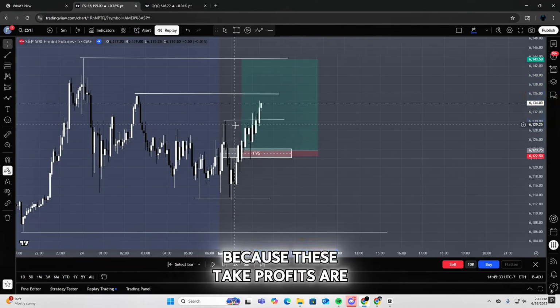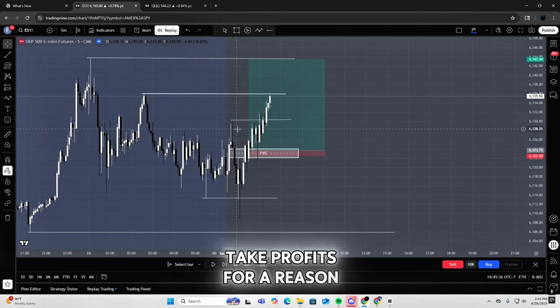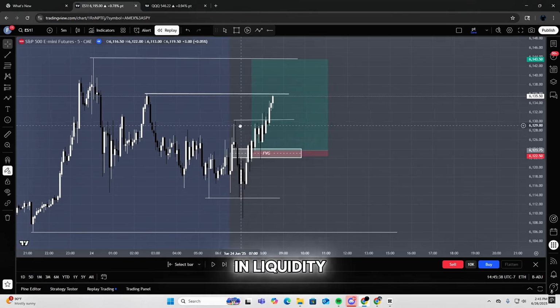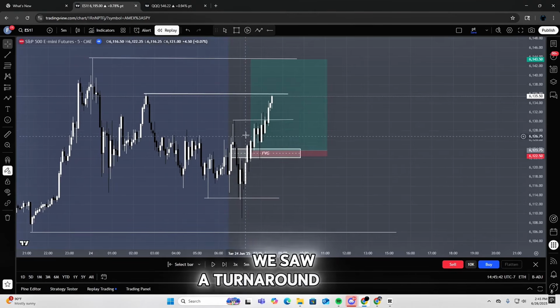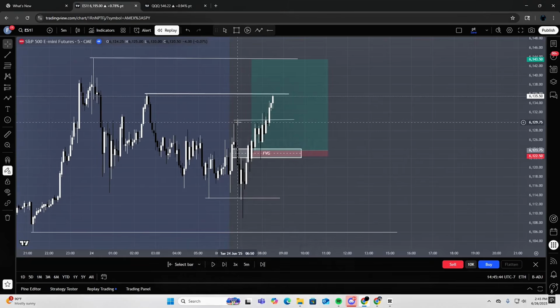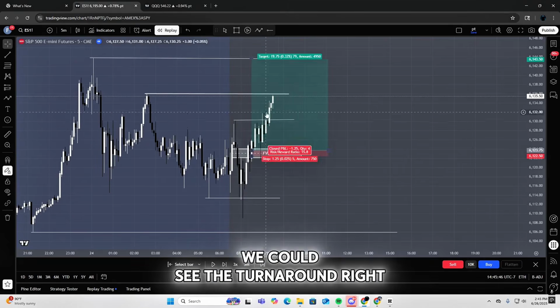Because these are take profits for a reason, just because these are draws in liquidity. And again, what did we see right here when we took this draw in liquidity? We saw a turnaround, right? So these are take profits because these are areas where we can see the turnaround, right?